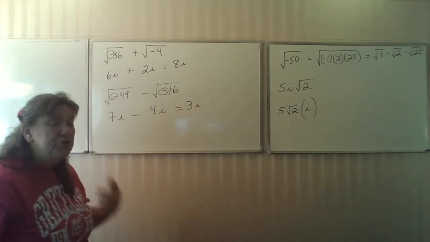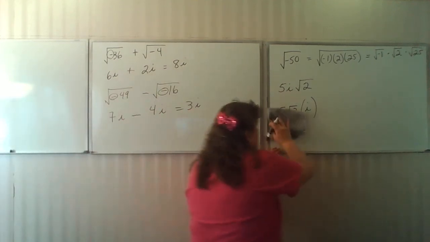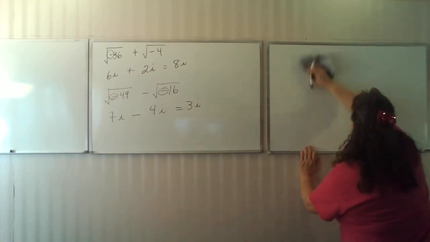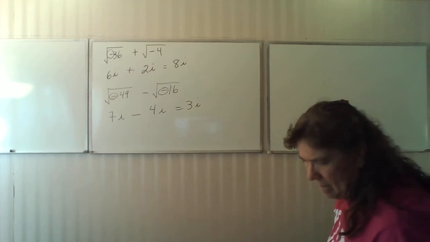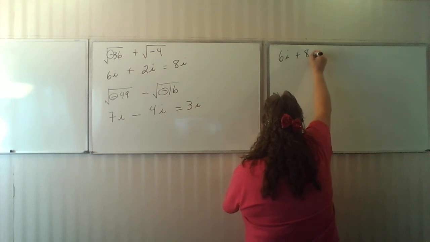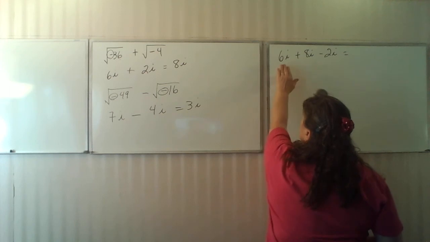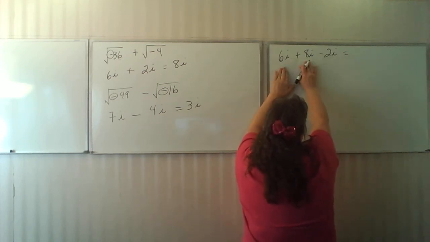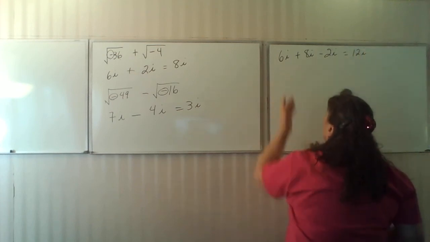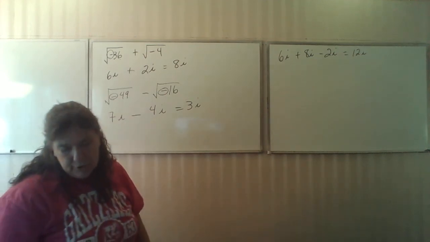And these work just like the radicals when you're combining like terms. So let's look at a few of those. Okay, these are all like terms. 6i plus 8i is 14i, minus 2i is 12i. Add and subtract them just like you would like terms.